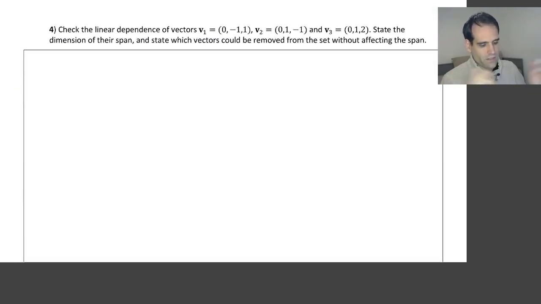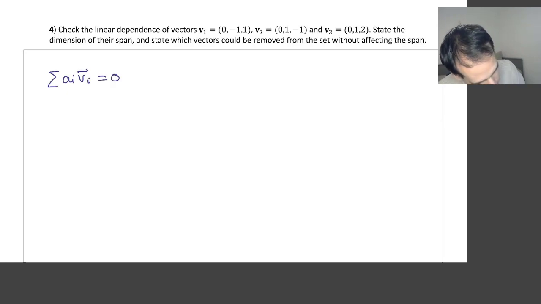Now consider this other example. It's the same problem, but with three different vectors. So again, we follow the same steps. We want to check whether the linear combination of the vectors equals 0 or not. So we want to check that.